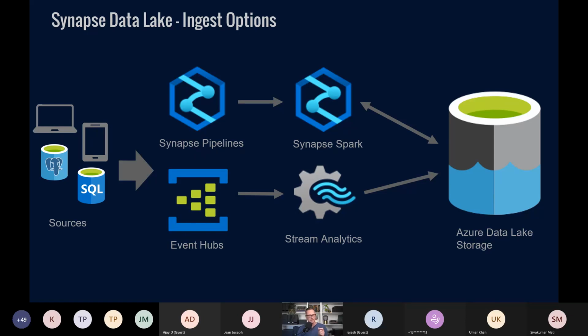Stream analytics is an alternative to doing streaming within Databricks. You could do streaming within Synapse Spark as well. It's a little bit trickier to get set up than with Databricks, but from what I've seen, it works, and I think as long as you monitor it and keep an eye on it, you'll be fine.